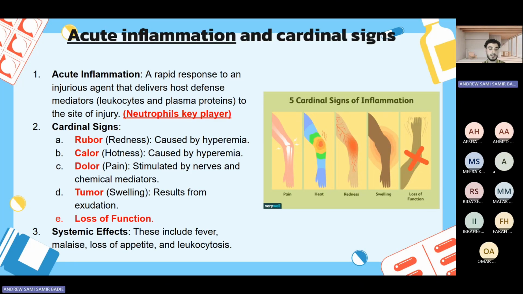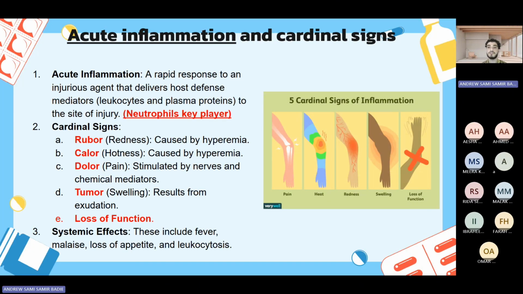So what are the cardinal signs of inflammation? You probably studied before: rubor, calor, dolor, tumor, and loss of function, or redness, hotness, pain, swelling, loss of function. Redness is caused by hyperemia, so we have increased blood flow by vasodilation. Again, hotness, same thing. We have vasodilation, increased blood flow. This is what causes the hotness. And the pain, so we have damage to the nerve endings. And tumor, we don't mean a cancer, I mean the swelling.